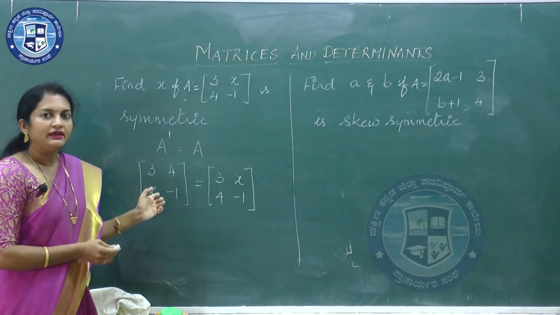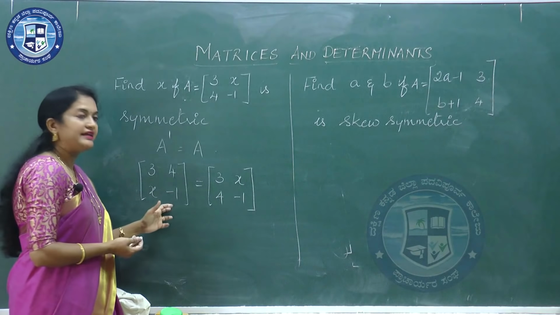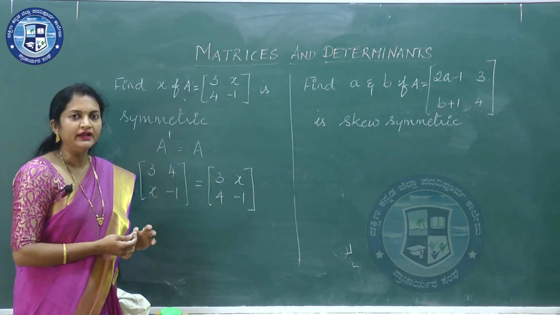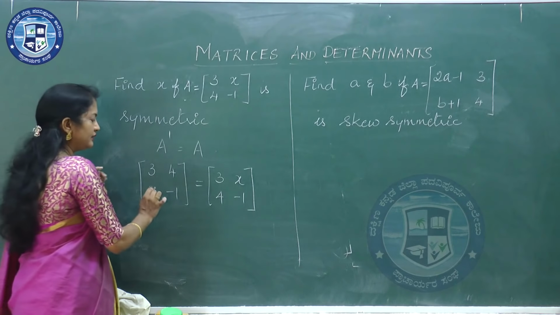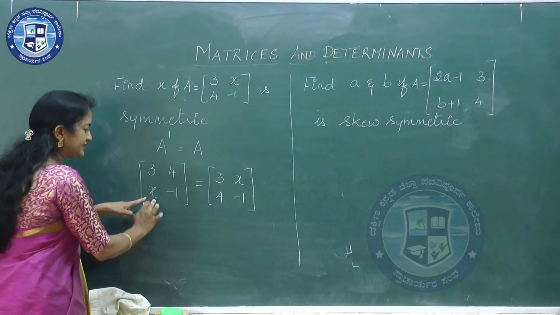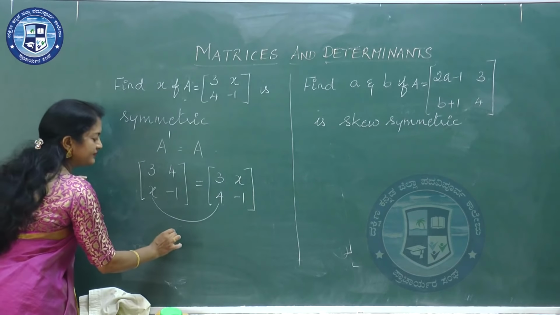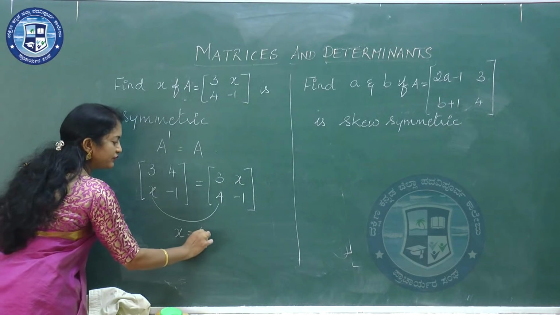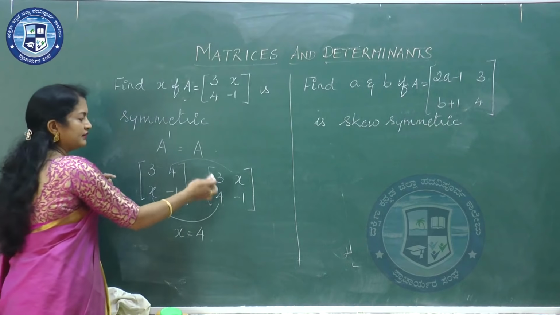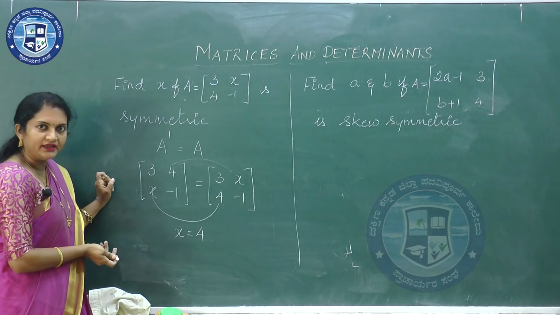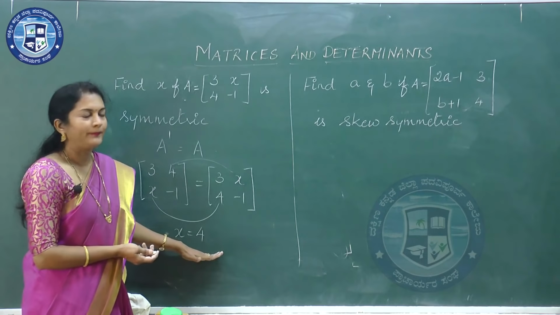Now just recall the equality of two matrices. When we say that two matrices are equal, their corresponding elements are equal. Now here we have to find the value of x. Here x is there, its corresponding element is 4. From this we get x is equal to 4. Even if you take these corresponding elements, 4 is equal to x. So you can say that the value of x is 4.